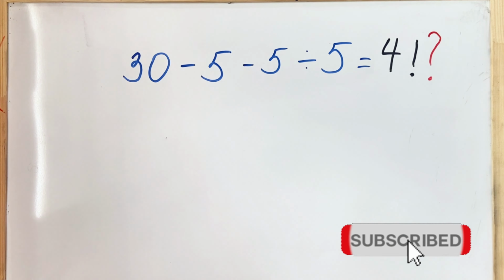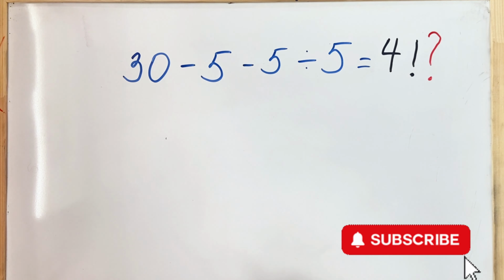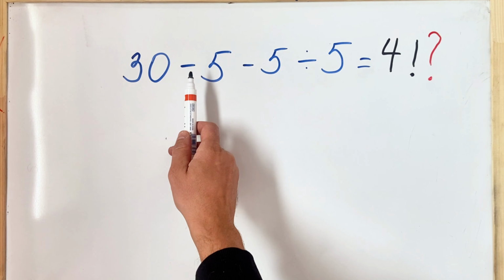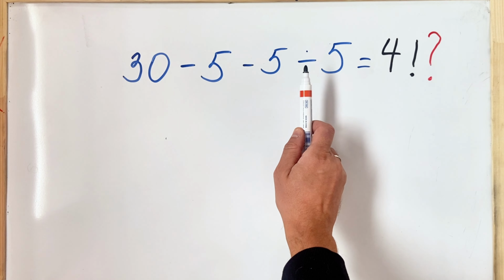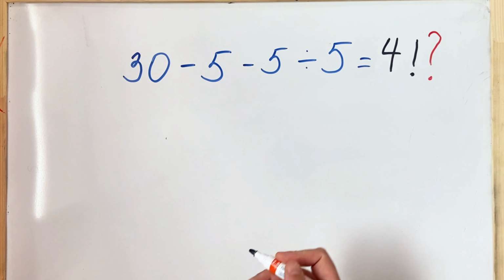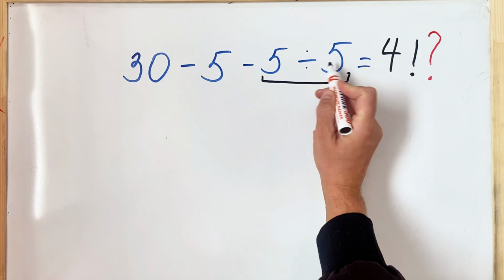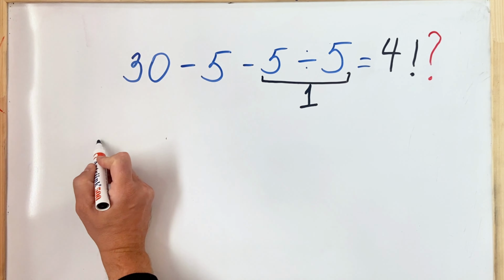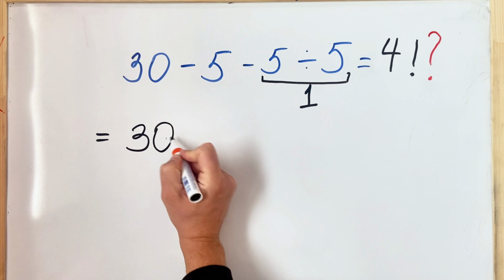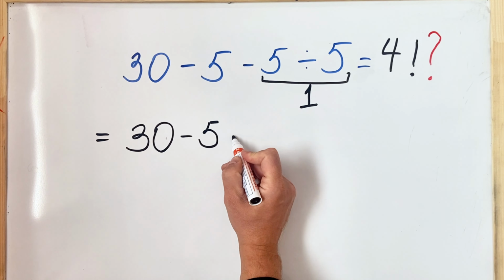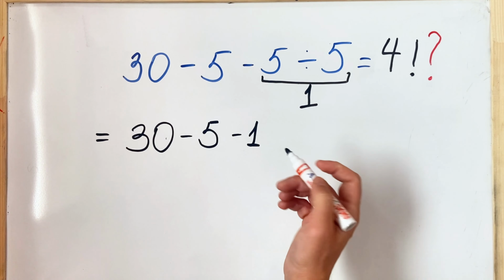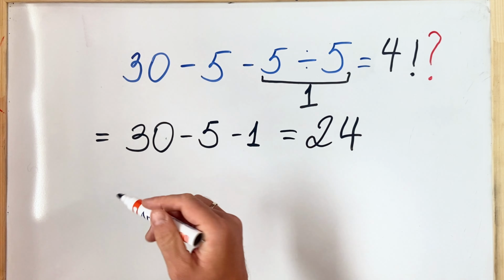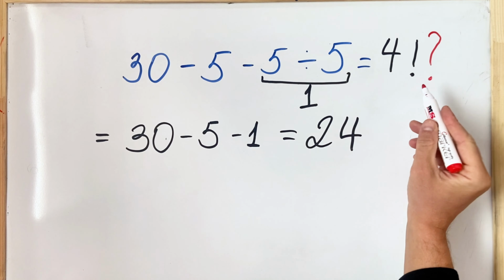Let's break it down. First, let's remember our order of operations, which is PEMDAS or BODMAS. So division comes before subtraction. So we solve the division first. In this situation, we need to solve 5 divided by 5 first. Now our problem is 30 minus 5 minus 1, and that is 24. But wait, what is with the result 4?